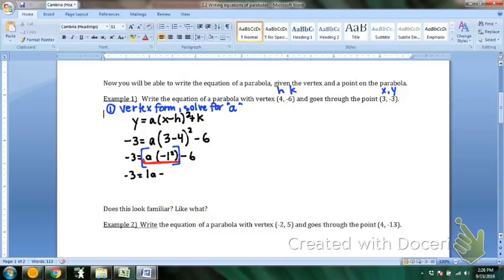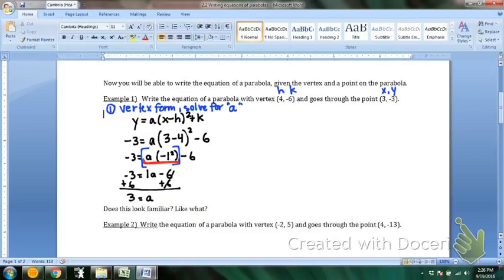So then I have a minus 6. How do we solve this for a? What do we do to get a by itself? We add 6 to each. We're going to add 6 to each side. Good, Emily? -3 plus 6, 3. Okay, so step number 1 was to solve for a. Any questions on solving for a?